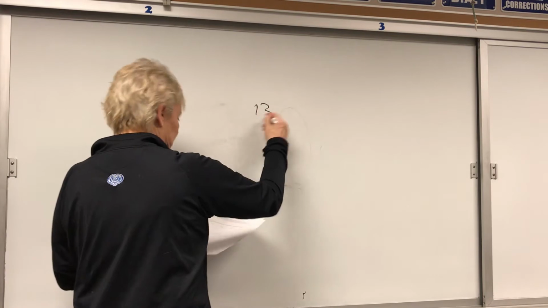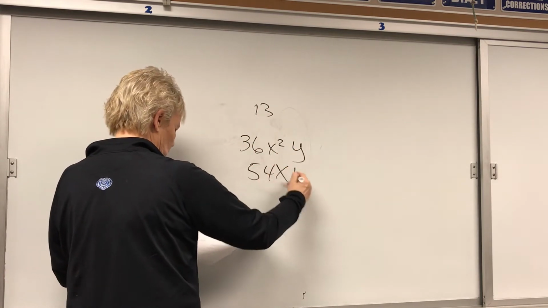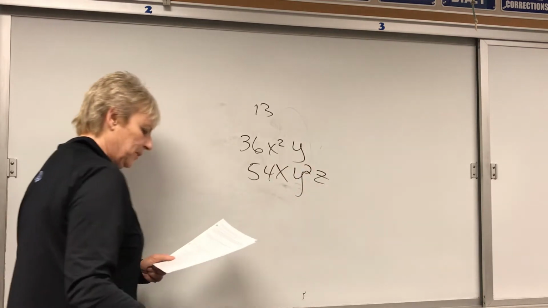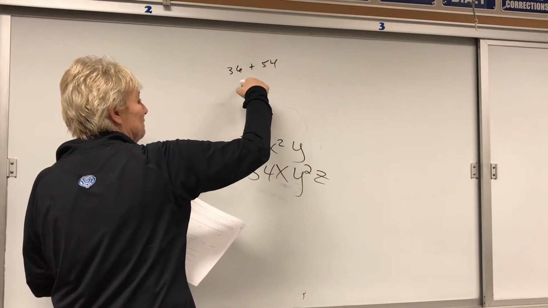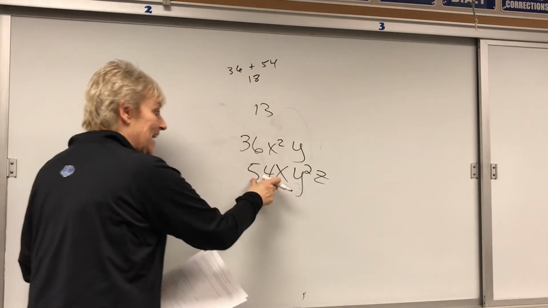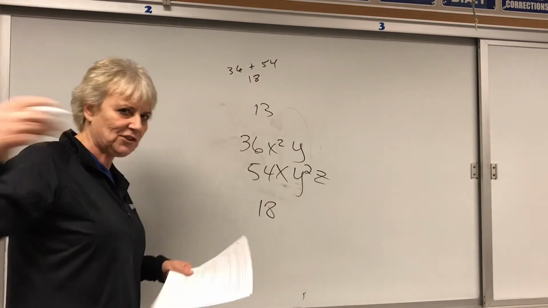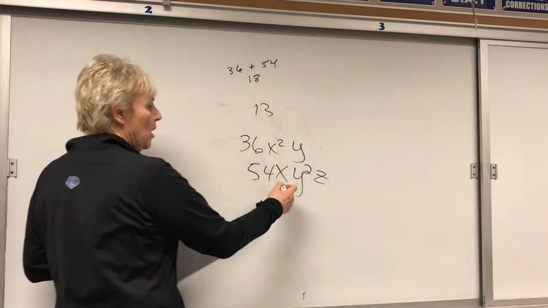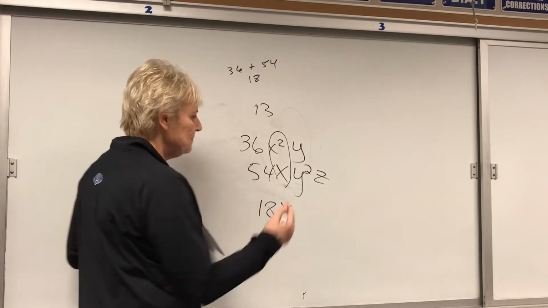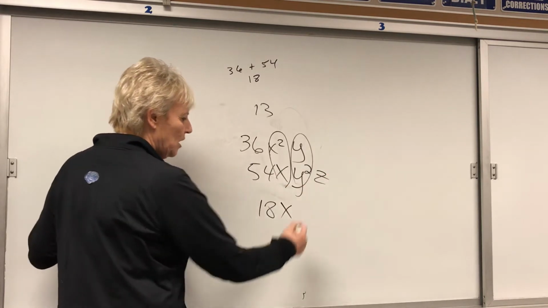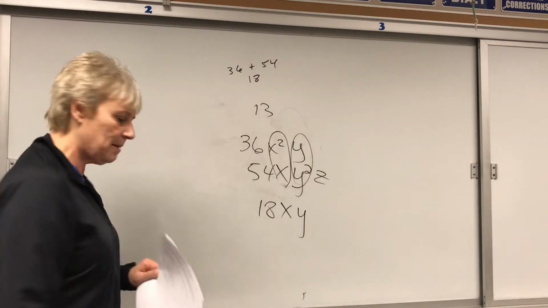Okay, number 13. 36x squared y, 54xy squared z. Now, we just found the 36 and 54, the greatest common factor was 18. So again, the greatest common factor is 18. If you ever have trouble, just do a factor tree and circle the ones in common. The most x's they have in any one row is 1, the most in common. The most y's in common in any one row is 1, and they don't both have a z, so that's the greatest common factor.